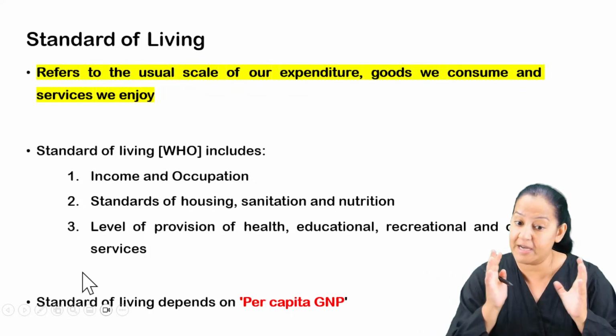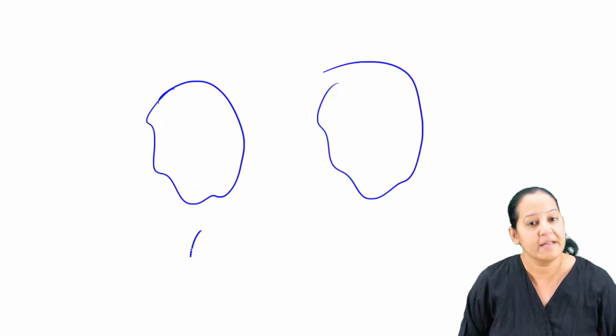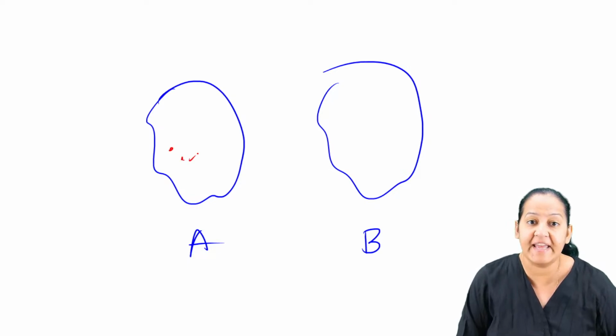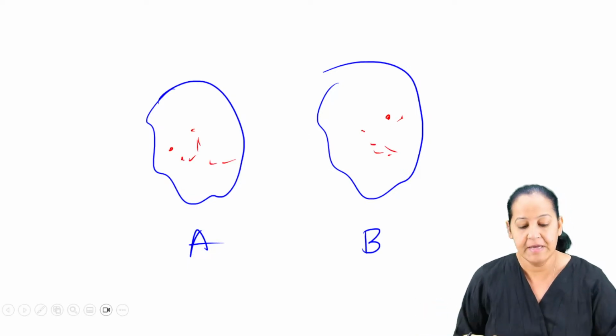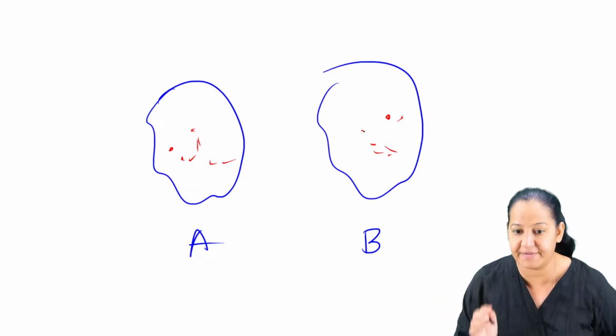So the people living in a particular geographical area, this is a geographical area, this is a geographical area, this is country A, country B, two different geographical areas. The people residing here and the people residing here may have different standards of living. So what is the criteria? How can we judge the standard of living and compare it?